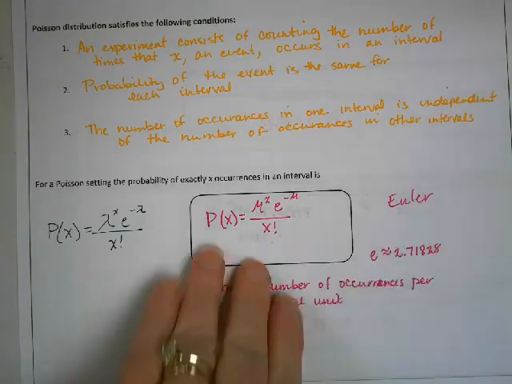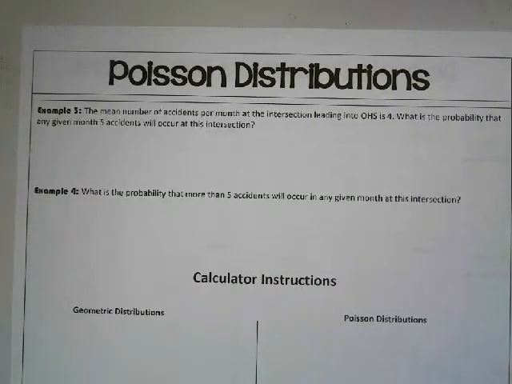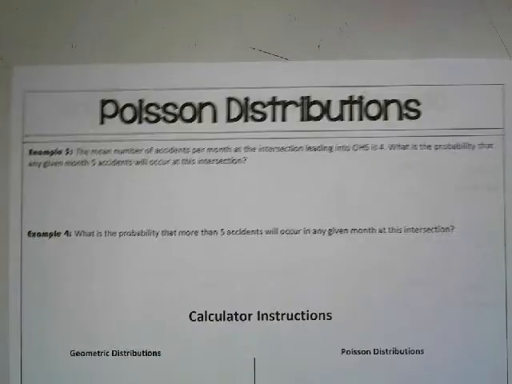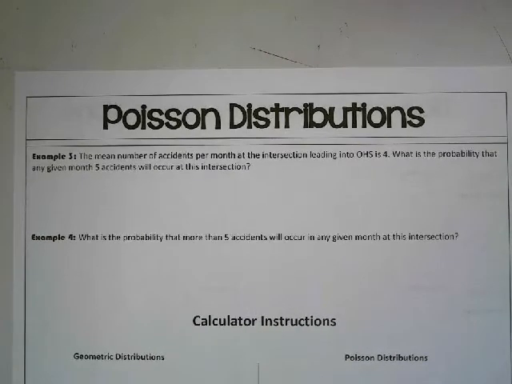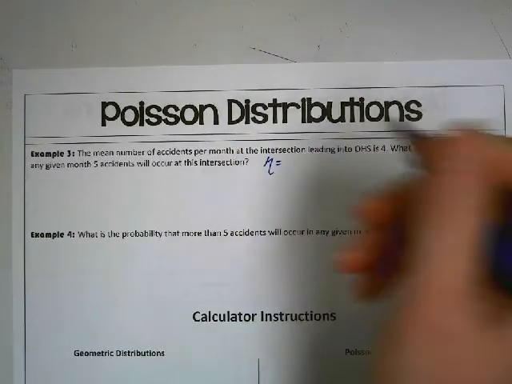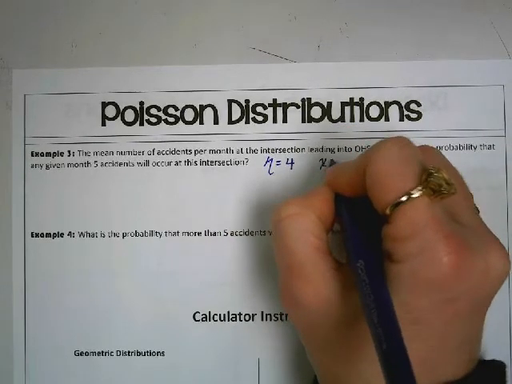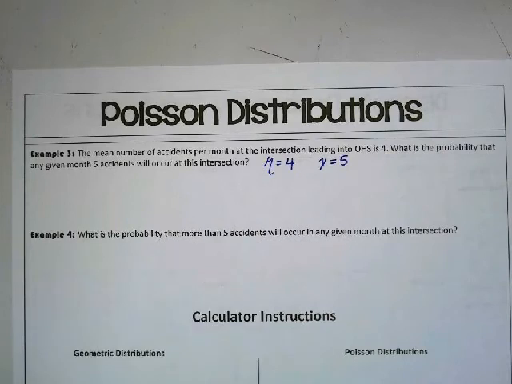Okay, so flip, and we will do one. The mean number of accidents per month at the intersection leading into OHS, which is Olympia High School, is 4. What is the probability that in any given month 5 accidents will occur at this intersection? So our mu, or if we were being fancy, our lambda, is 4. Our x value is going to be 5. And you just plug into the formula.